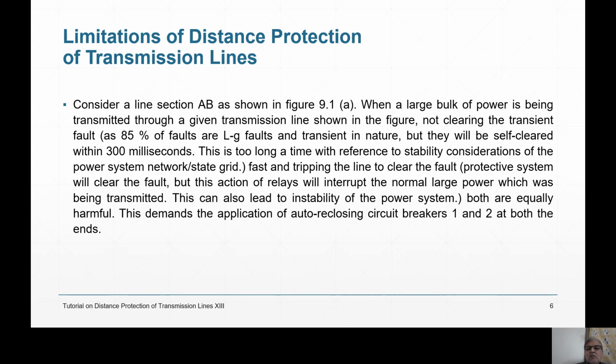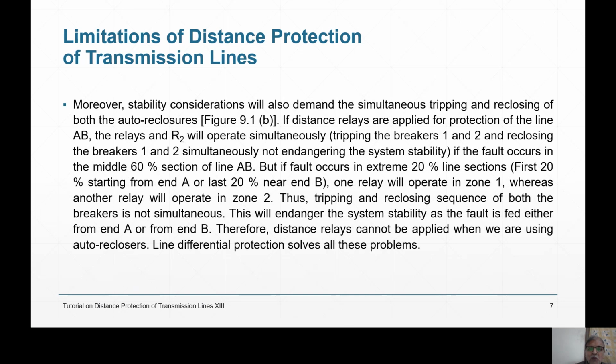So the use of auto reclosing circuit breakers is very advantageous in interconnected systems having a very large fault power. In this case, distance relays are just useless. They cannot be used. That is what we would like to see.